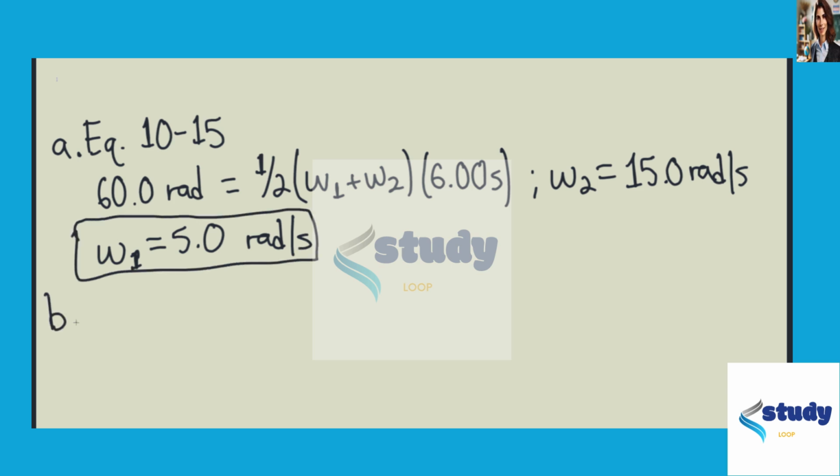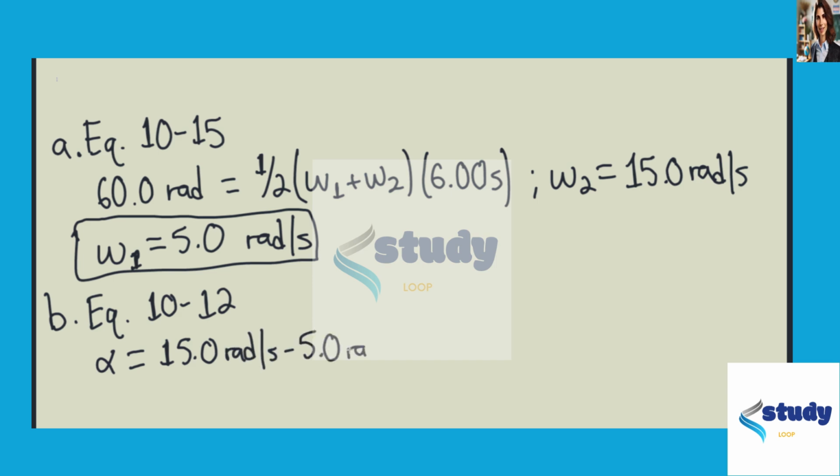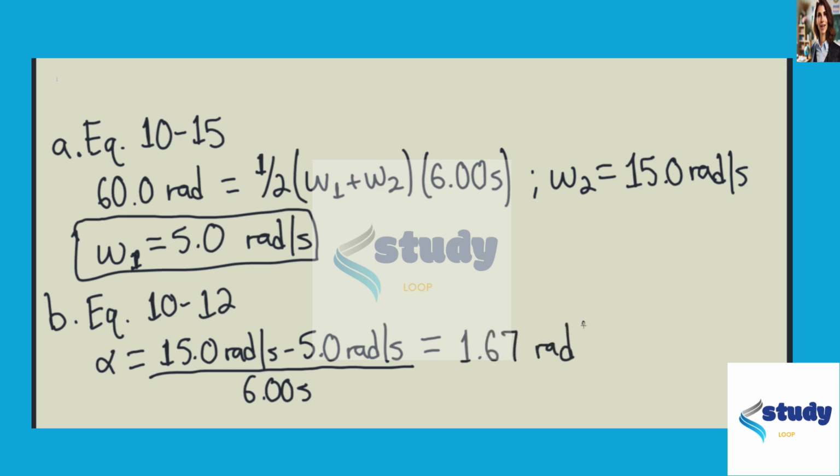For part B, we're going to use equation 10.12. So equation 10.12 gives that the angular acceleration would then be equal to 15.0 radians per second minus 5.0 radians per second divided by the time of 6.00 seconds. This is giving us 1.67 radians per second squared. This would be our answer for part B.